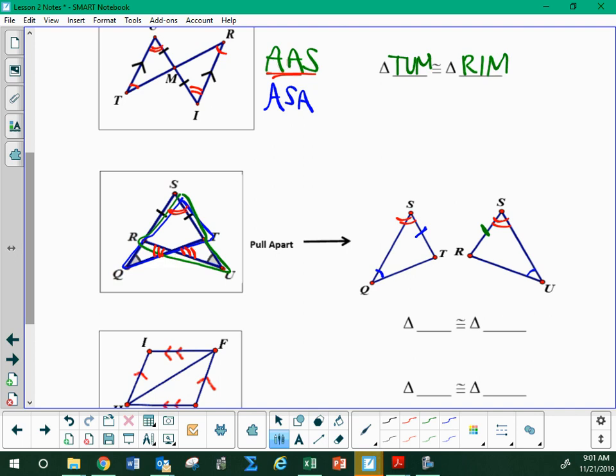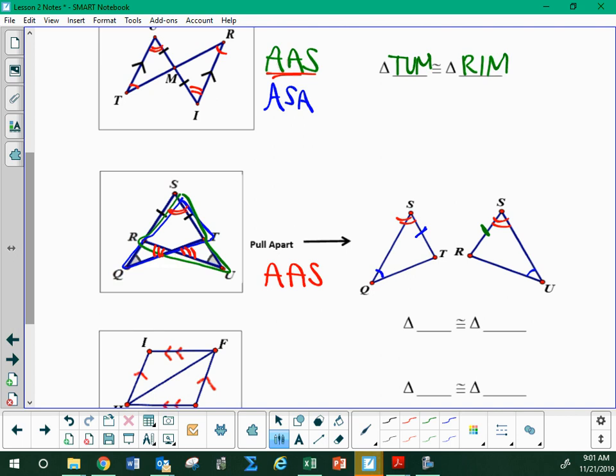What method? Angle, angle, side. How do you decide if it's angle, side, angle or angle, angle, side? So angle, side, angle, the side has to be in between the angles. We're all on one line segment.